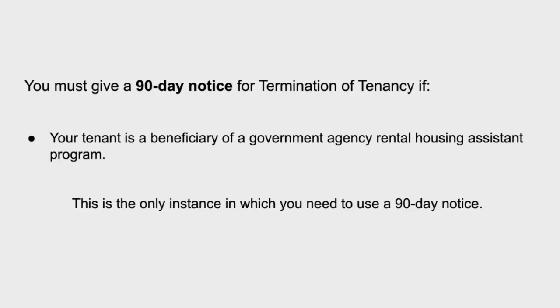The normal no-fault notice of termination of tenancy, if you are exempt from AB 1482, will be the 60-day notice. Now, if you are exempt, you do not have to show just cause. In an instance where your tenant is a beneficiary of a government agency rental assistance program, then you must give your tenant a 90-day notice for termination of tenancy. Now, this is the only place that this is required.